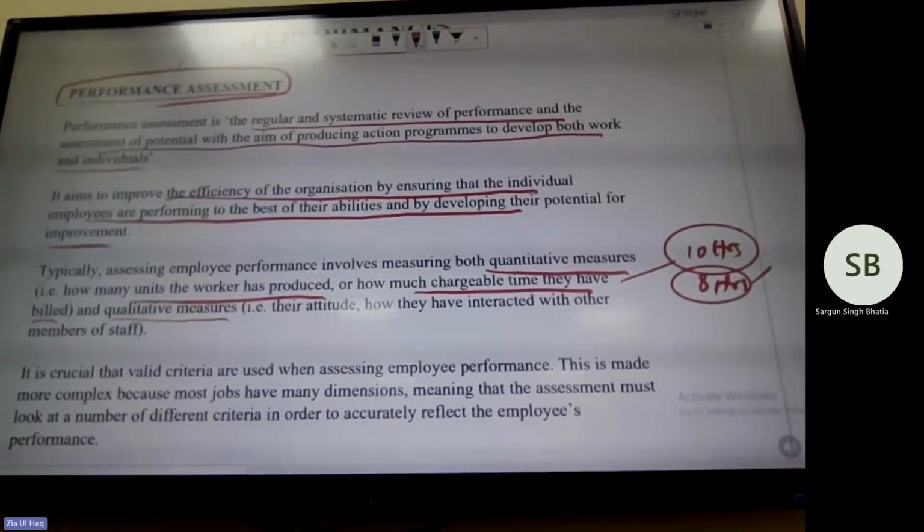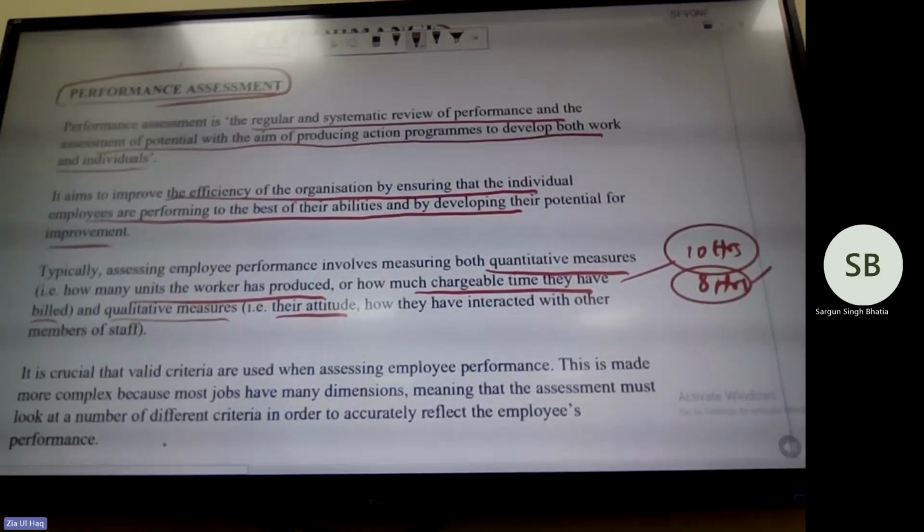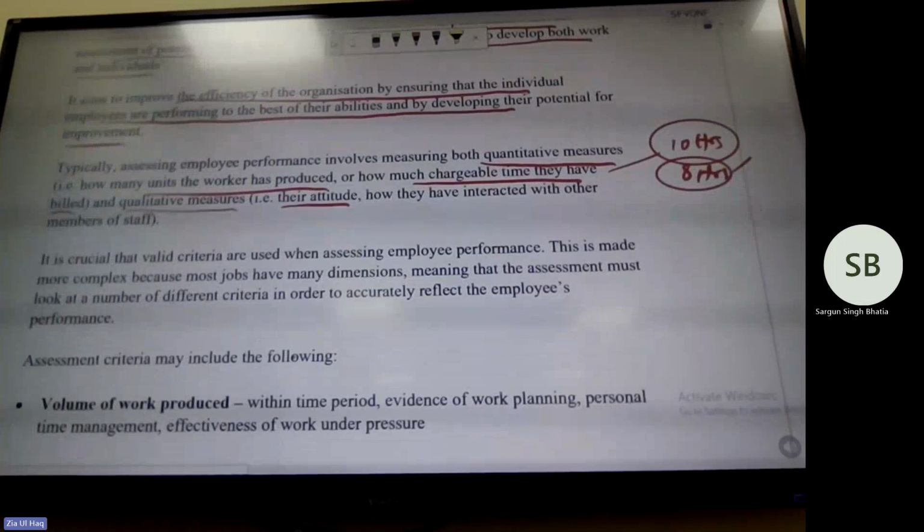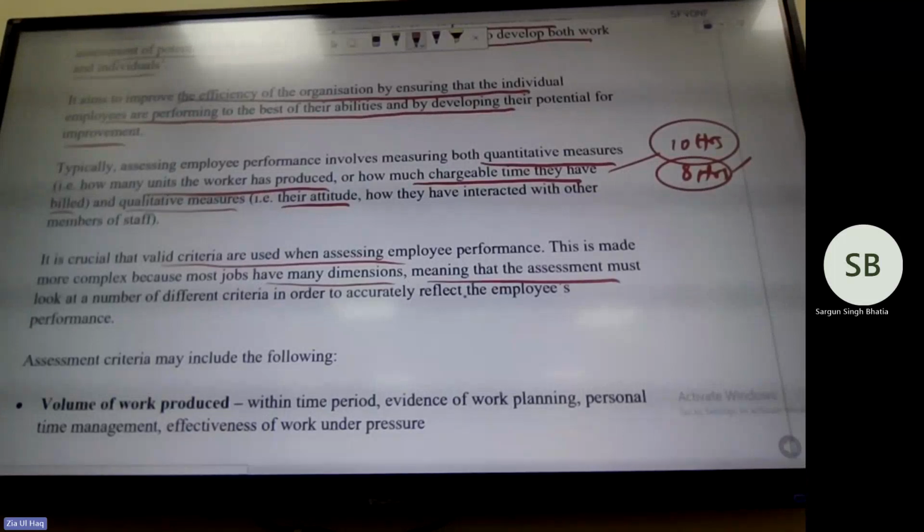What are the qualitative measurements, other than numbers? Like whether his attitude is positive or negative towards work, whether he takes interest in the work or not, whether his motivation level is high or low. These are called qualitative factors. It is crucial that valid criteria are used when assessing employee performance. There should be a proper criteria against which performance can be checked. This is made more complex because most jobs have many dimensions, meaning that the assessment must look at a number of different criteria in order to accurately reflect the employee's performance.